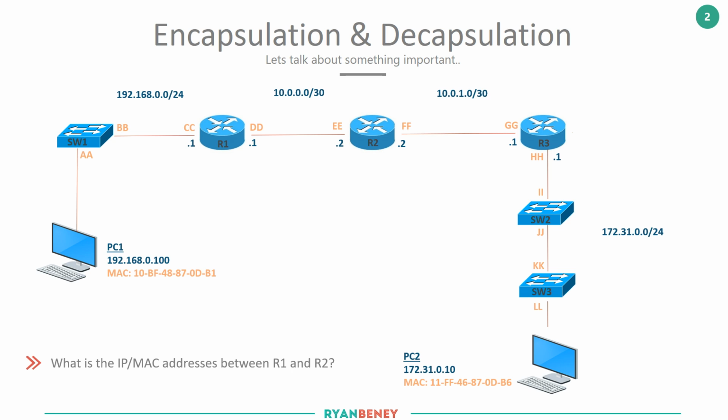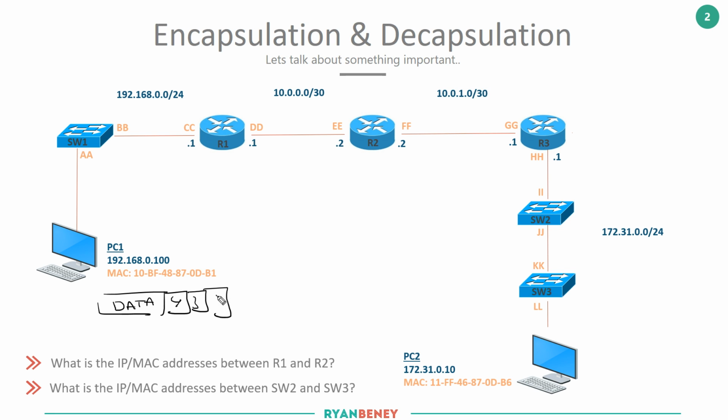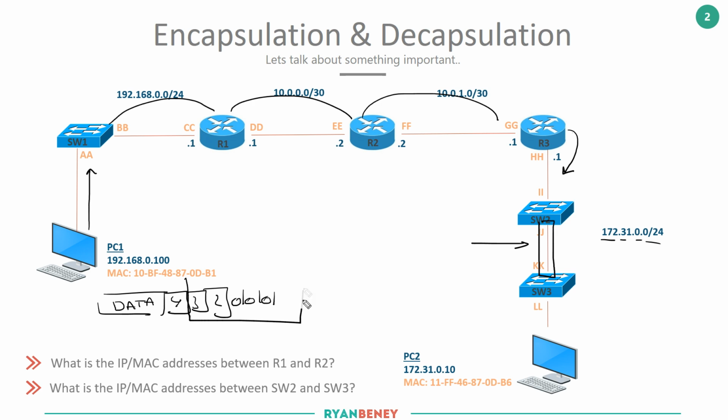And then the second question that I've put together here is, what is the IP/MAC addresses between switch 2 and switch 3? So again, the PC has generated data, attached all the relevant layer 4, layer 3, layer 2 headers, and then sent it out onto the wire. And as it's hopped all the way across into the 172.31.0.0 network, as it goes between this link, what do we expect the layer 2 or layer 3 headers to look like?